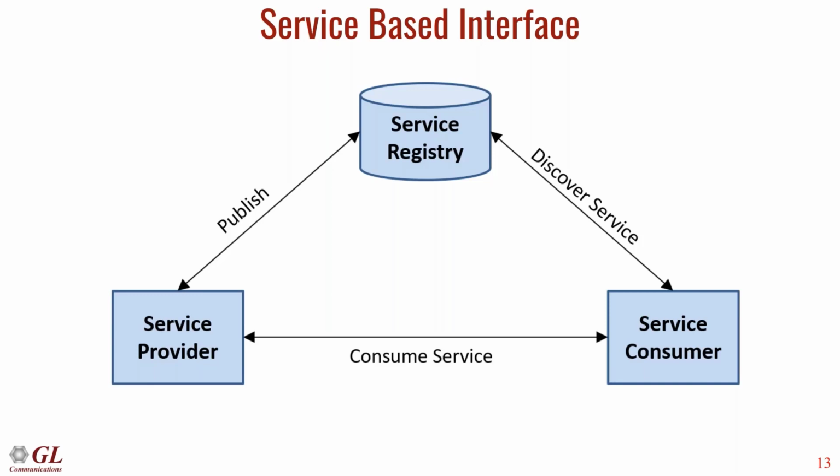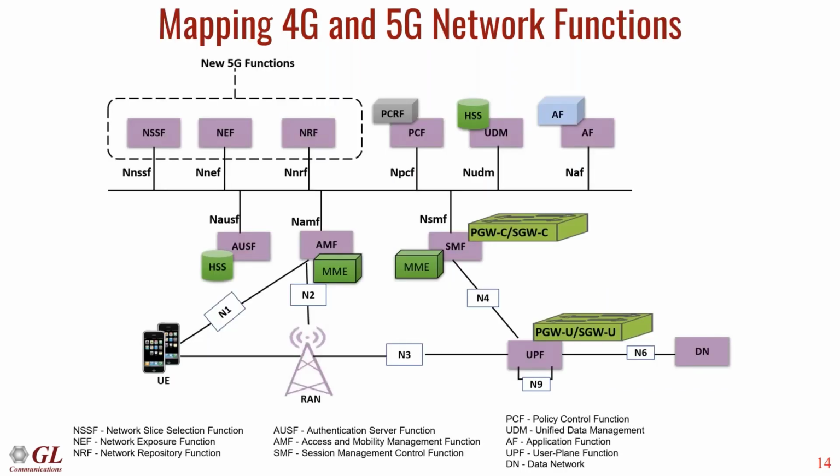So that particular functionality is provided by the NRF, the network repository function. You can consider it as a dynamic DNS, where you just know the URL and you'll know how to reach the services. Here is the mapping of 4G and 5G network elements.